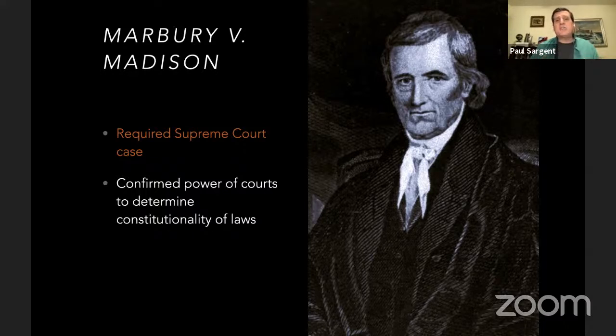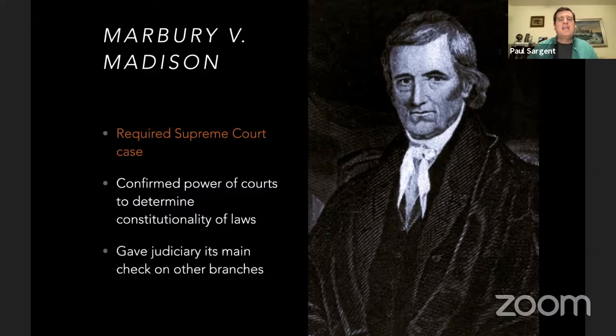It said that yes, the Supreme Court and the court system itself has the power to decide whether a law violates the Constitution or not. And this is really the judiciary's main check on other branches. So in a system of checks and balances, and especially if you're asked about checks and balances on the AP exam, when it comes to the judicial branch, it really is judicial review. They have the power over the legislative branch to find one of their laws unconstitutional.